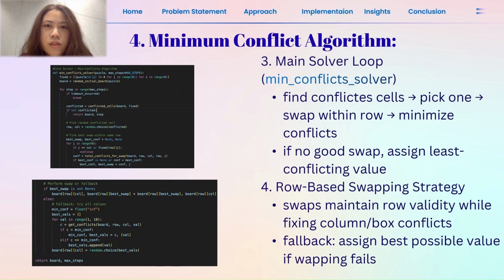Next, the min-conflicts solver loop keeps finding conflicted cells. It picks one, tries swapping it with another cell in the same row, and keeps the swap that reduces conflicts the most. If no swap helps, it assigns the least conflicting value. Finally, the row-based swapping strategy keeps each row valid while fixing column and box errors. If swapping fails, the algorithm simply assigns the best possible value.